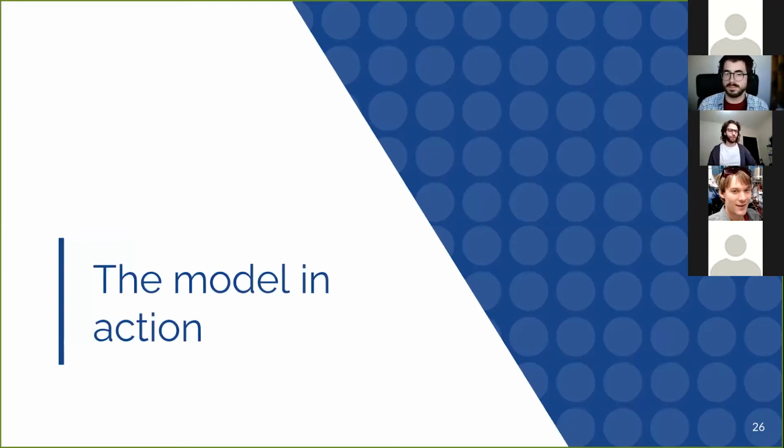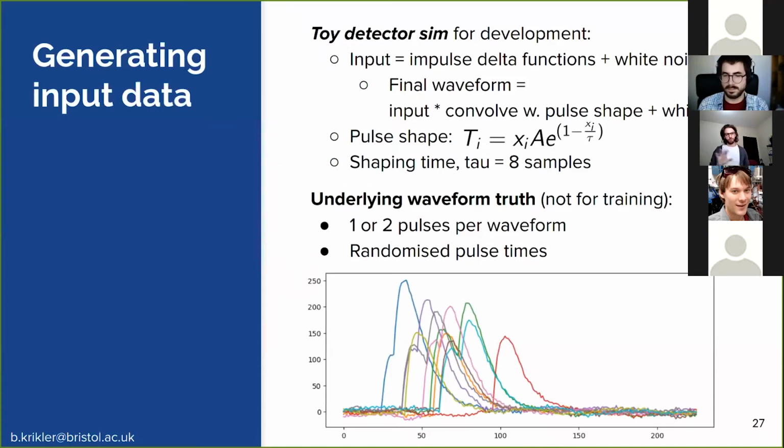So let me now move on to summarizing the performance of all this. Hopefully you've followed how the model is built. Let me try and show that it does work as we expect. So just a brief aside on the data that I'll show here. It's a toy simulation. We feed in input impulses. So you have a delta function which says I had a pulse here, and then we apply some white noise on the input, and then to give our final waveform that we actually train on, we convolve this input with a pulse shape that we think is typical of a detector, and then add some white noise.